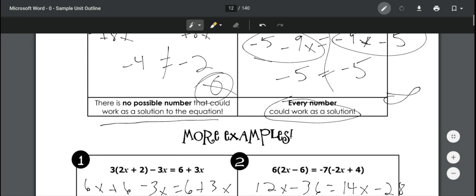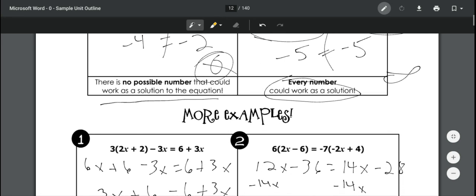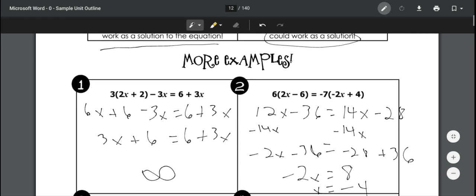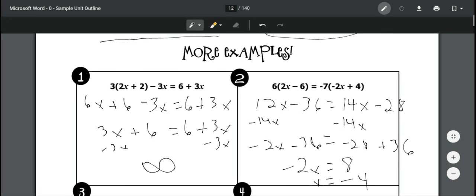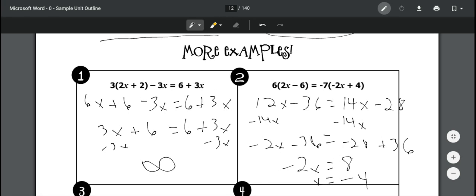Okay, so on the examples that you tried, from 1 and 2, you should have gotten the infinity symbol for number 1, because if we subtract 3x on each side, we end up with 6 equals 6. Number 2, they're just trying to trick you, it's just a regular one with one solution.